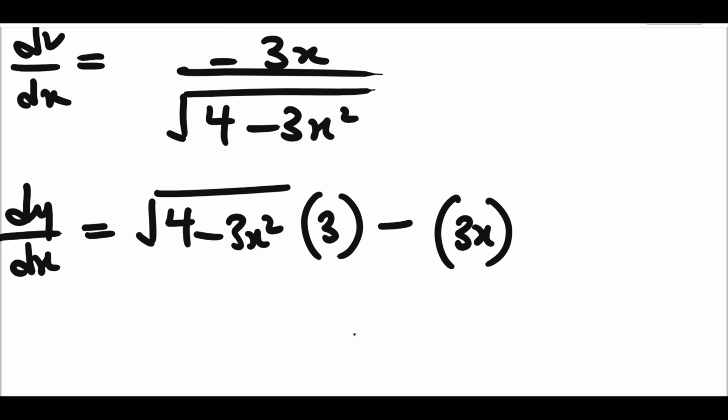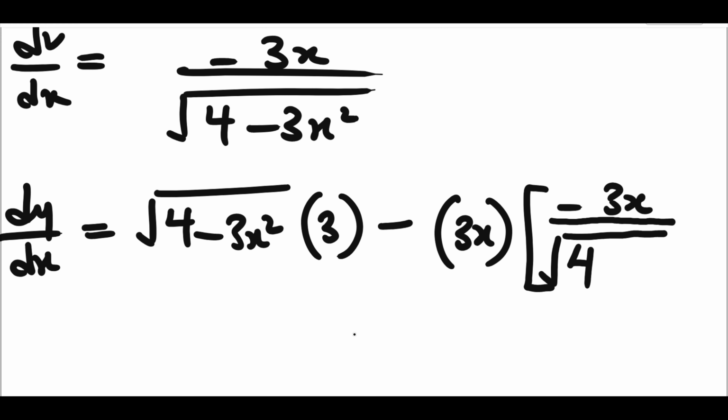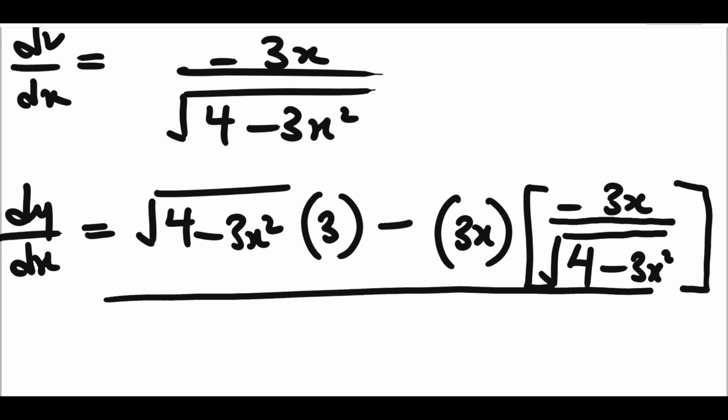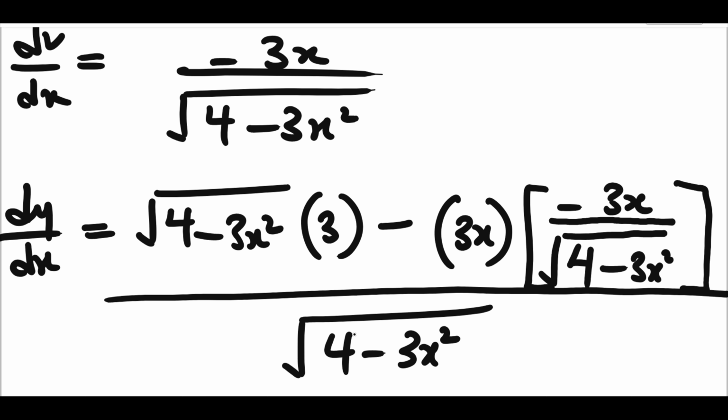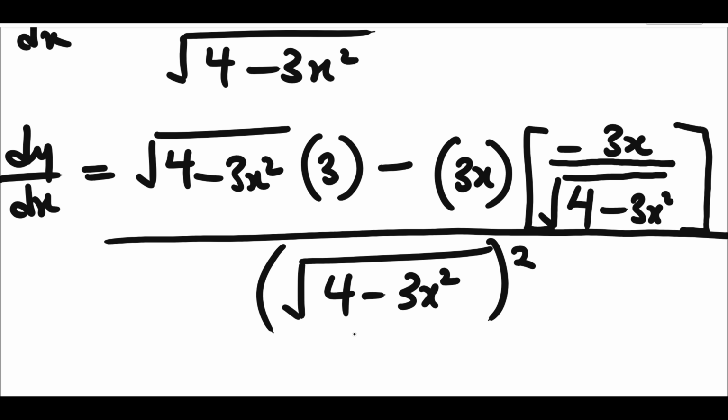The derivative of v is negative 3x divided by the square root of 4 minus 3x squared. Then close the bracket nicely, then all divided by our v squared. Now our v itself is the square root of 4 minus 3x squared, so we bring it down: v squared is 4 minus 3x squared. In the formula we have v divided by v squared, so we square it. Alright, so we continue to work on it.